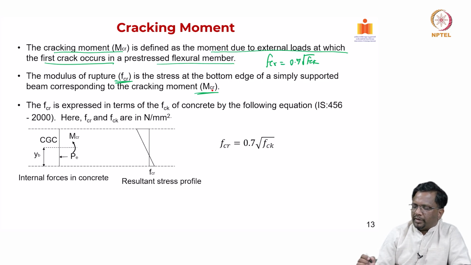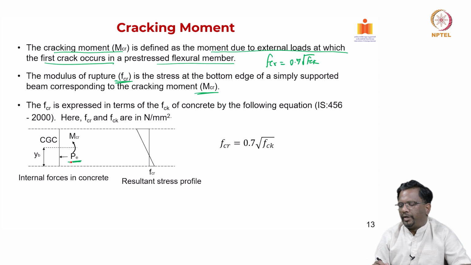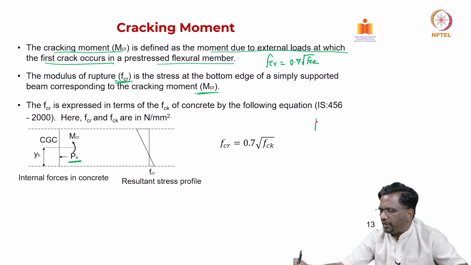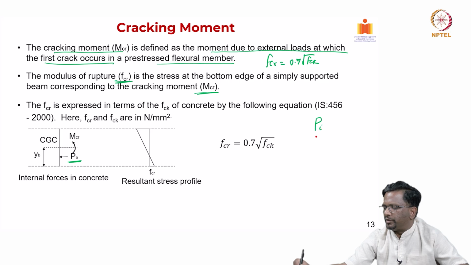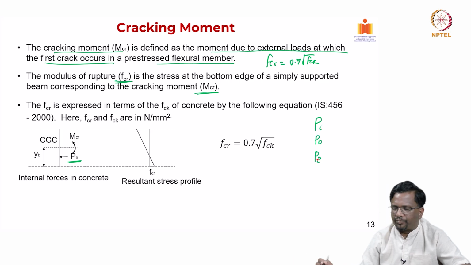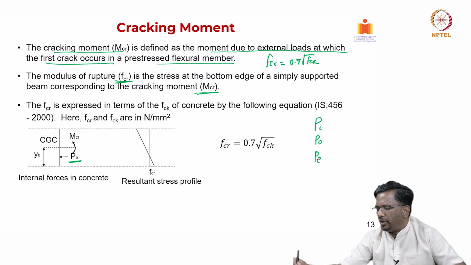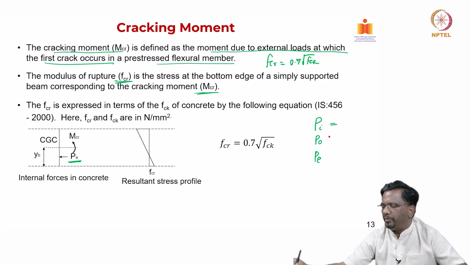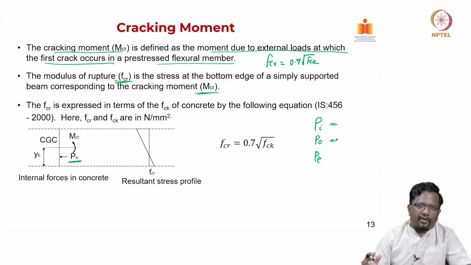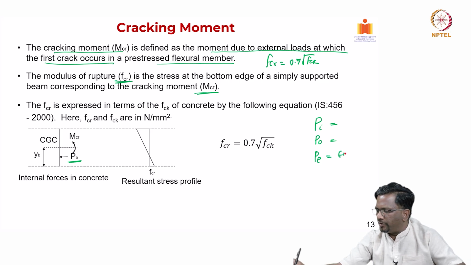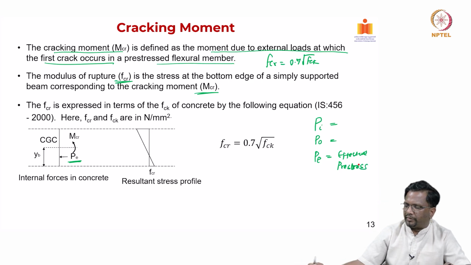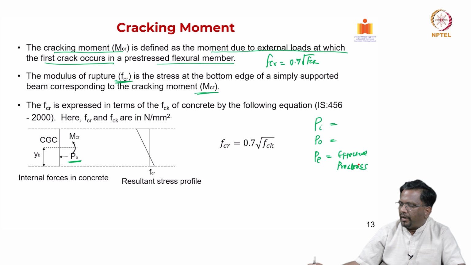Now, how do we do that? Again, we have seen that. If you see here, we are writing Pe. Now, we have studied that there is initial prestress Pi, there is P0, and then there is Pe. Pi is the initial stretching that I give, P0 is the force after transfer, and Pe is the effective prestressing force at service, right, after considering the losses.